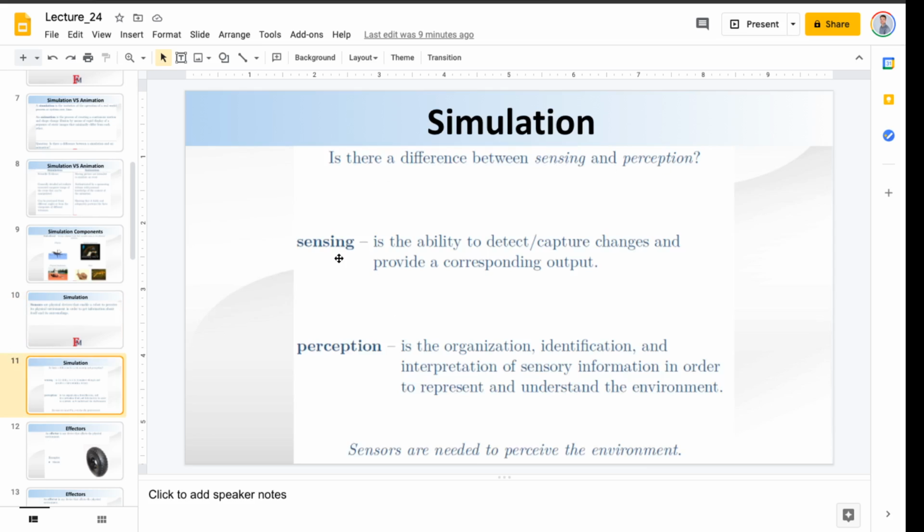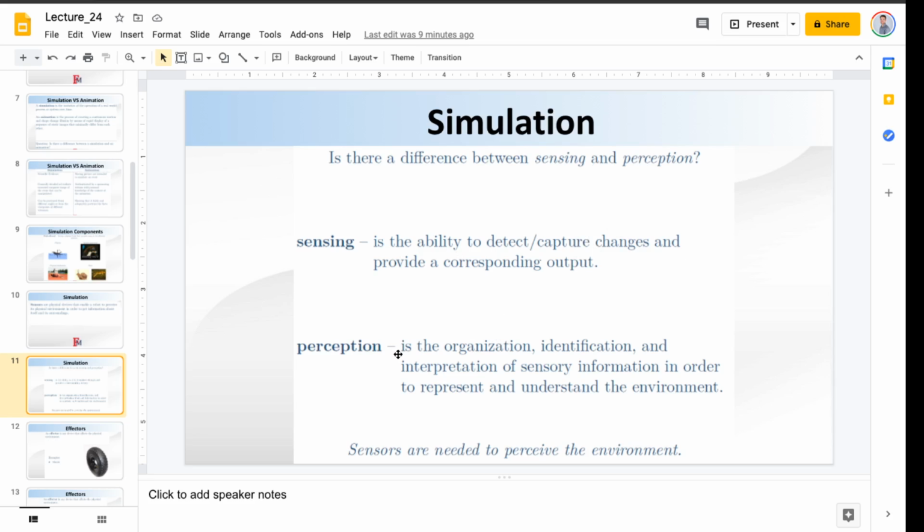So what is sensing? Sensing is just an ability to detect, capture changes, and provide corresponding output. So for example, if you have a wall sensor, the wall sensor senses how far away the wall is, and it provides you a number, like a number between 0 and 1023. The bigger the number, the further the wall is.